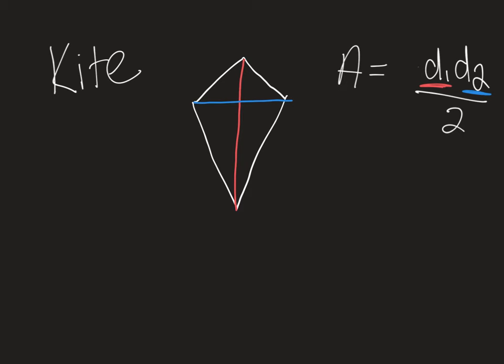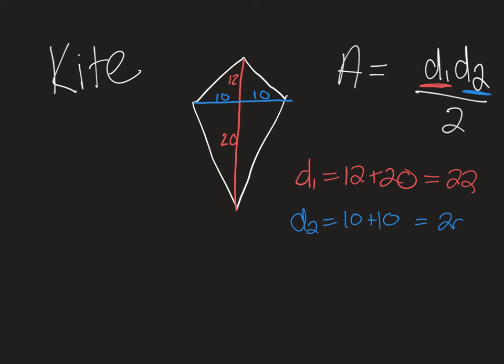Sometimes the book is going to give you just the individual pieces here. So this could be 10 and this would be 10, and then let's say this is 12 and this is 20. To get your total diagonal length, to get D1, you're going to have to add 12 plus 20, and to get D2, you're going to have to add 10 and 10. That means D1 would be 22 and D2 would be 20. That is what you're going to have to do first before you multiply and divide by 2.